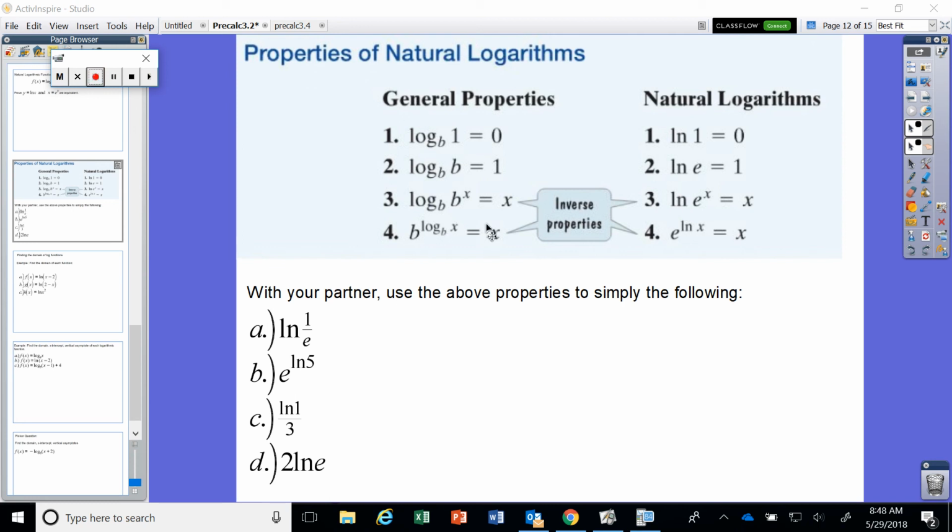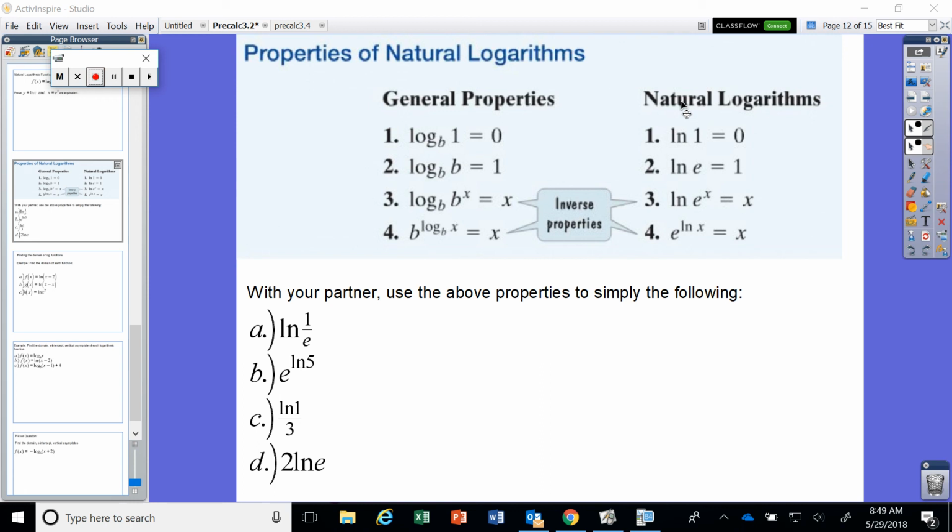this is log base e of e to the x. Log base e of e to the x. That's exactly what this represents over here. e to the ln of x equals x as well. That's like saying e to the log base e of x. e to the log base e of x equals x. So the same properties are holding true. It's just specific now to the natural log or the natural base of e.